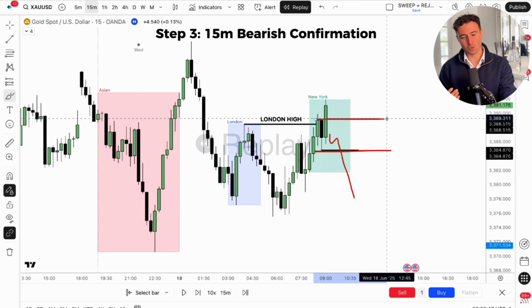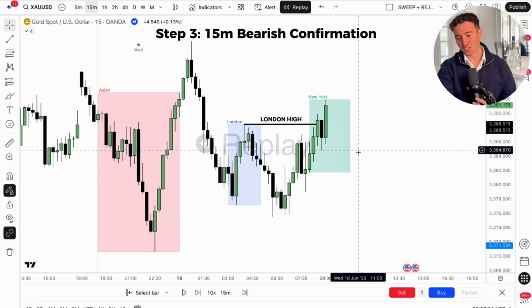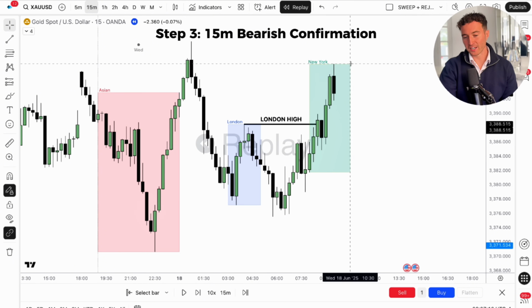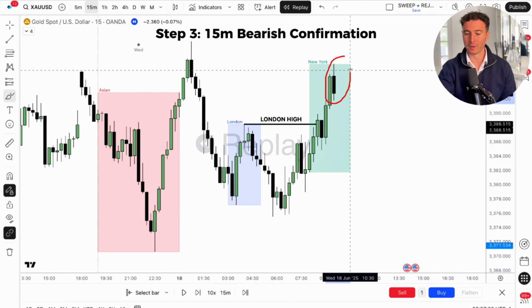This starts to indicate to us that buyers are actually still in control of this market. So what I recommend you to then do is to sit on your hands and wait for another 15-minute bearish confirmation, because we don't know how high this manipulation is going to go. We then get another bearish confirmation right here, another bearish 15-minute candle.